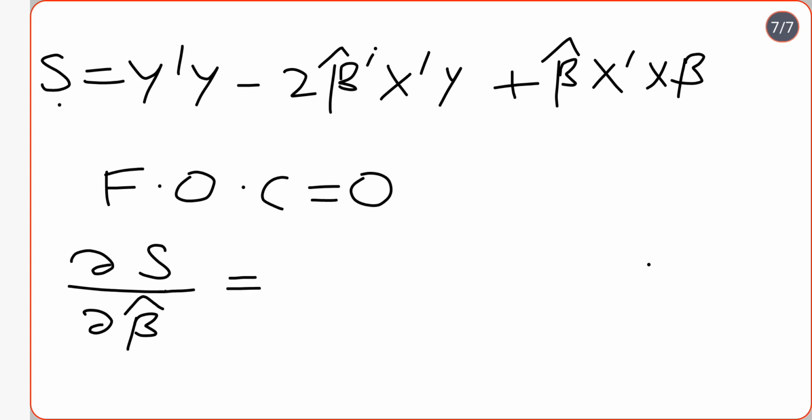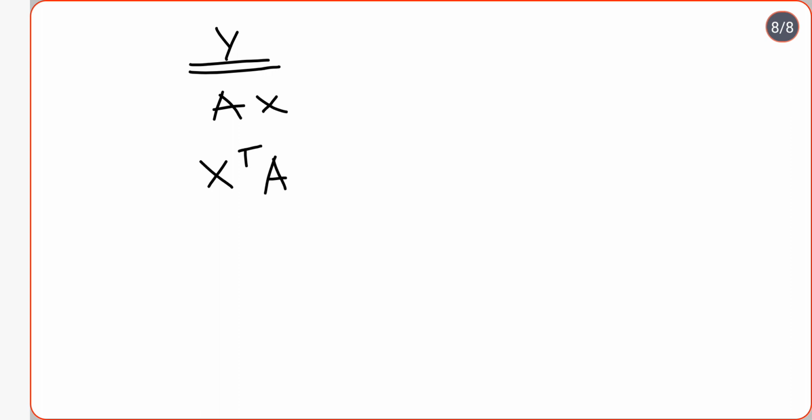Okay, now there are some rules regarding the derivative of the matrix, and let me write those rules. So if y equals A x, x transpose A, or you may write it as x prime A, same thing. Let me write it as x prime A, x prime x.